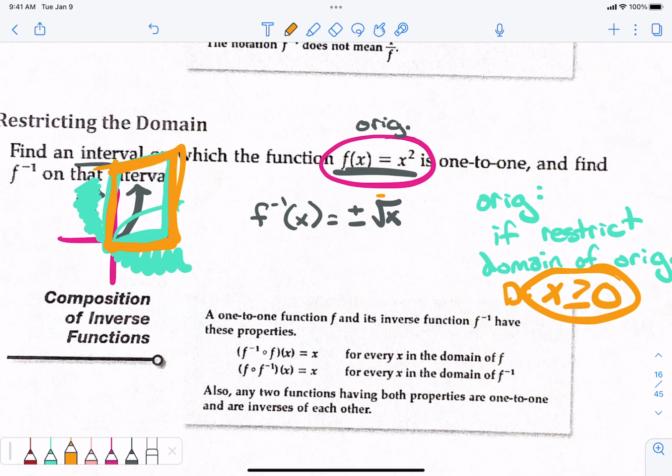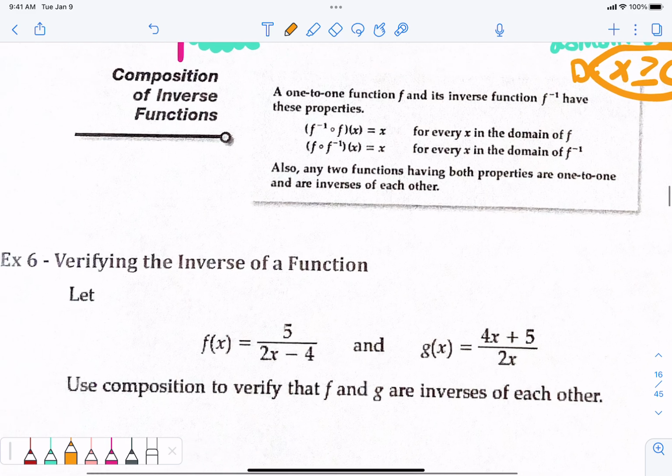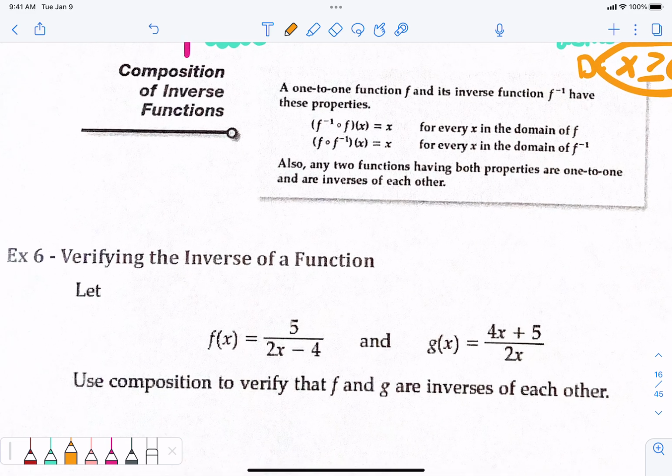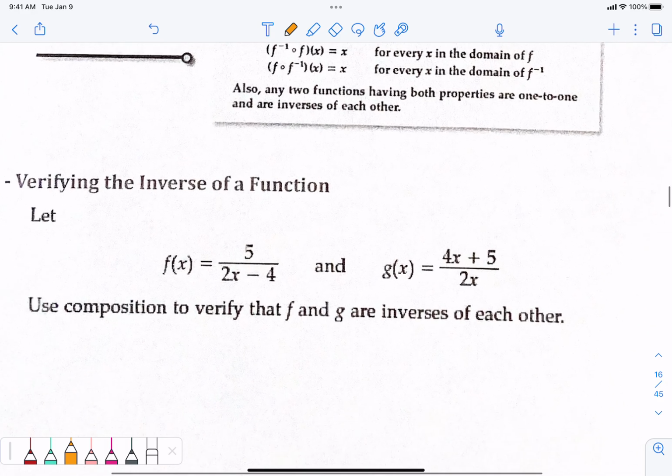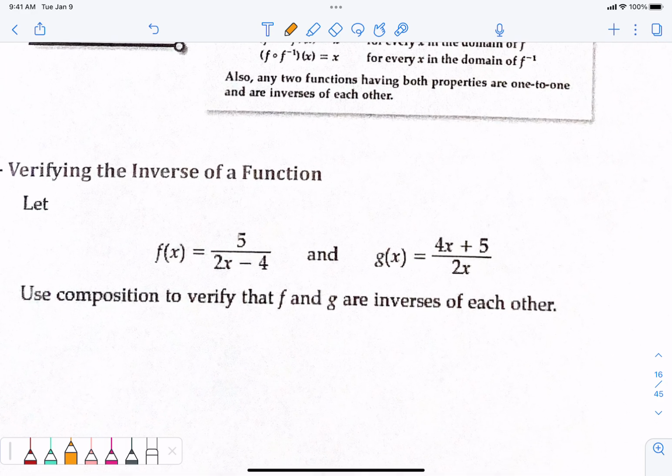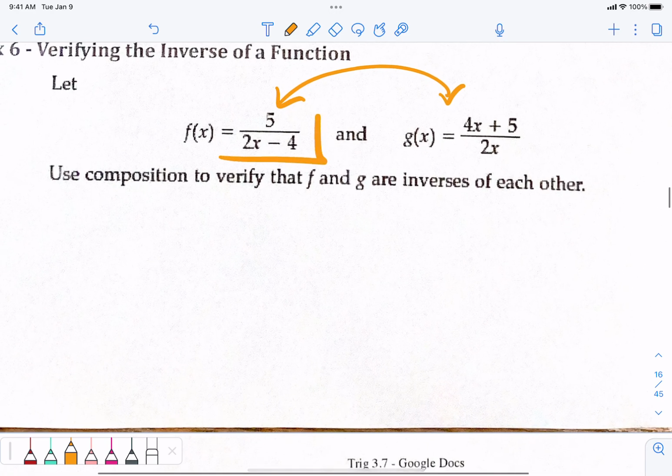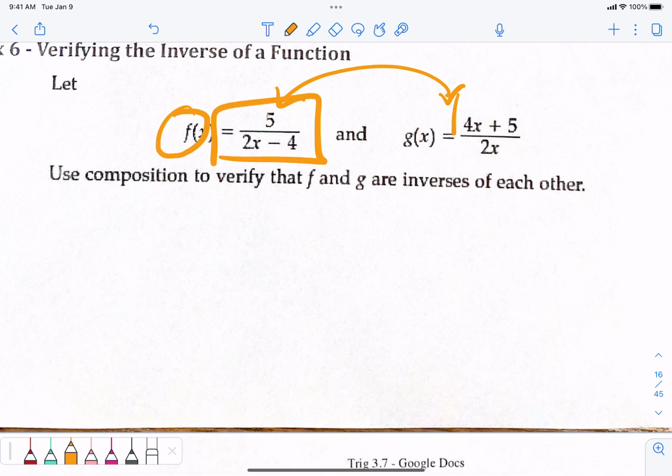So whichever way you decide to do it, x is greater than or equal to 0 or less than or equal to 0, as long as you cut off half of the parabola, it's going to be a function now. Okay, all right. Last really important thing. Ready? If two functions are inverses of each other, listen to this really carefully. We have a function f, and we have a function g, which is this guy, okay? If those functions are inverses of each other, here's what will happen.